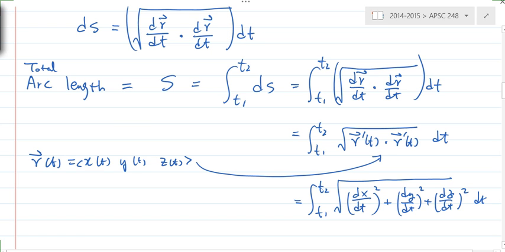Okay, that's a third look. The third kind of formula for arc lengths. Okay, arc lengths.